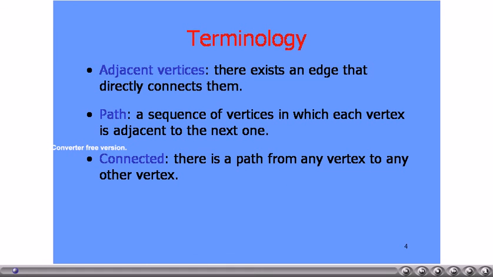The nodes which are adjacent to a node are called the adjacent vertices of that node. That is, the nodes which have an edge connected to a node are called adjacent vertices of that node. A path is a sequence of edges from one node to another node. A graph is said to be connected if there exists a path from any node to any node in the graph.